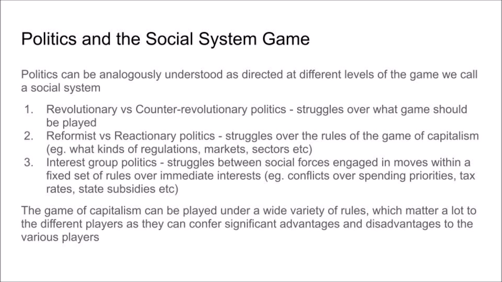Politics and the social system game. Politics can be analogously understood as directed at different levels of the game we call a social system. 1. Revolutionary versus counter-revolutionary politics: struggles over what game should be played. 2. Reformist versus reactionary politics: struggles over the rules of the game of capitalism, e.g. what kind of regulations, markets, sectors, etc. 3. Interest group politics: struggles between social forces engaged in moves within a fixed set of rules over immediate interests, e.g. conflicts over spending priorities, tax rates, state subsidies, etc. The game of capitalism can be played under a wide variety of rules, which matter a lot to different players as they can confer significant advantages and disadvantages to the various players.